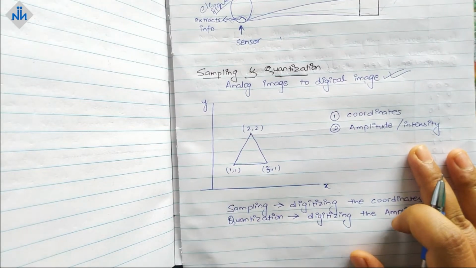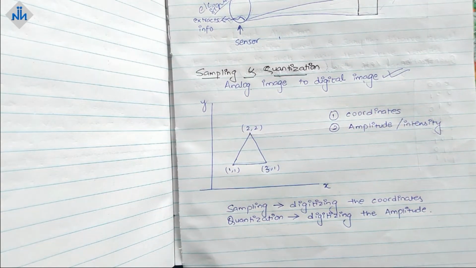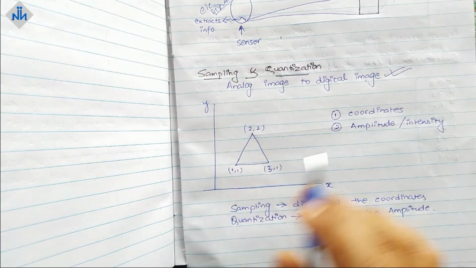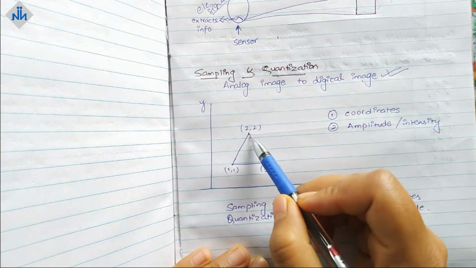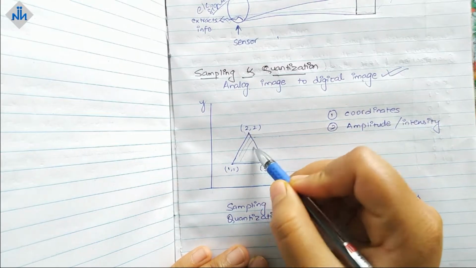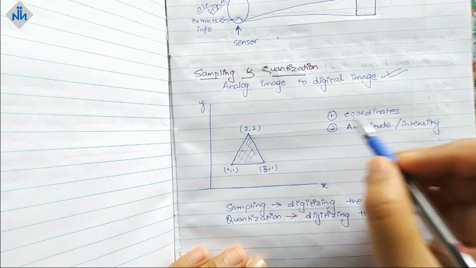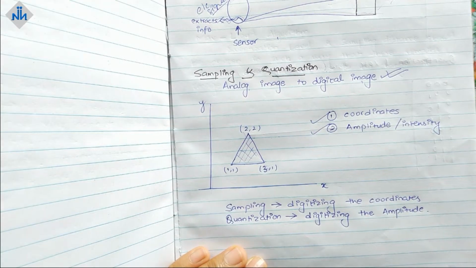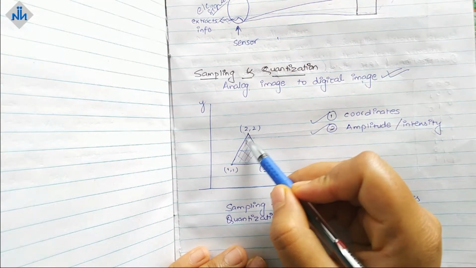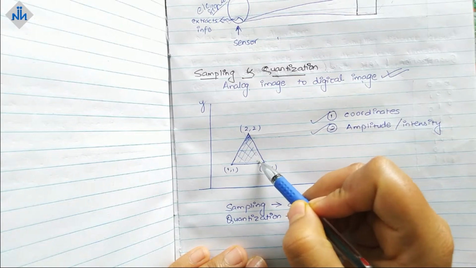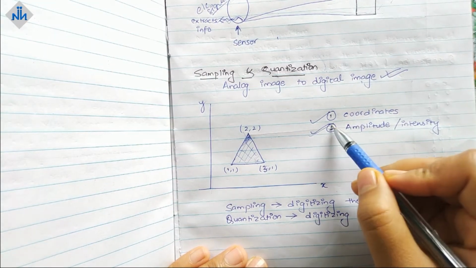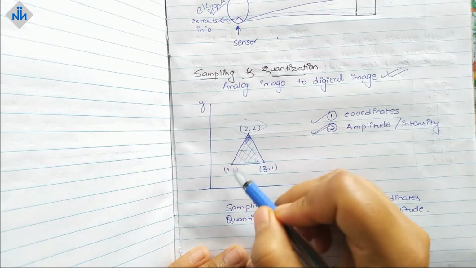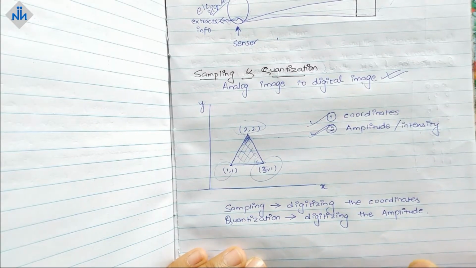So to understand what sampling and quantization mean, first let us understand how an image is represented. It is represented in the form of a 2D plane. So we have our x-axis and our y-axis, and we have an image on it. Basically this image has two things. It has coordinates and it has an amplitude or an intensity. Suppose this place is more intense and this is less. So this is more black and this is white or something like that. That is what amplitude or intensity means. And the second thing is it has coordinates.